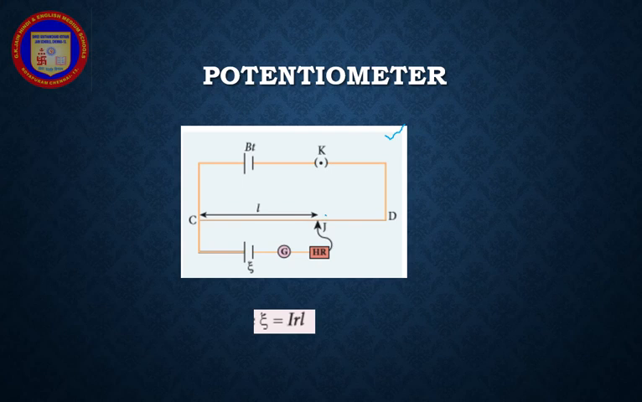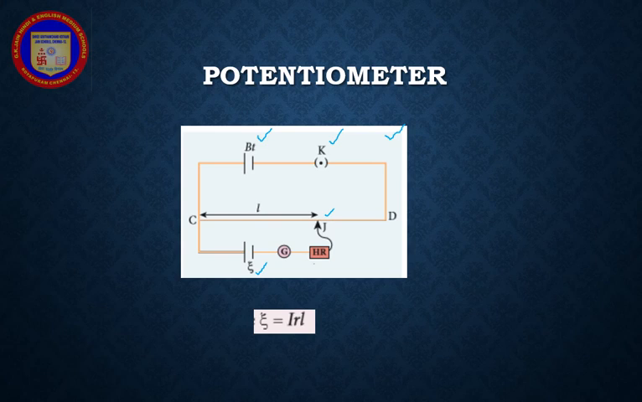A steady current is maintained across the wire CD by a battery. The battery, key and the potentiometer wire are connected in series to form the primary circuit. The positive terminal of the primary cell of EMF ξ is connected to the point C, and the negative terminal is connected to the jockey through a galvanometer and a high resistance. This forms the secondary circuit.